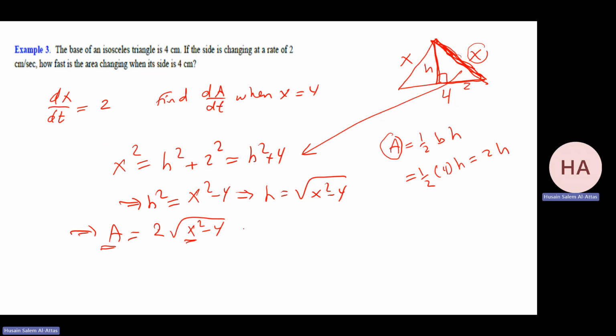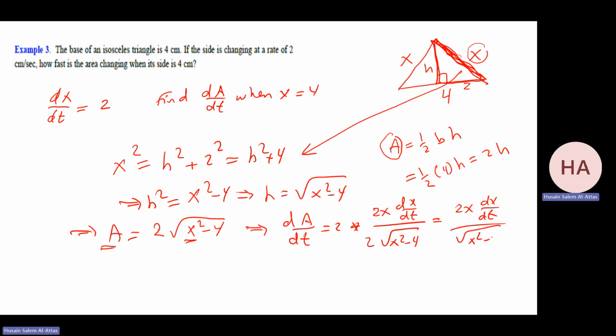So now differentiate and plug in the numbers, and that's it. dA by dt will be 2 times the derivative of the square root of x squared minus 4, which is 2x over 2 times the square root. So don't forget the derivative of x, which is dx by dt. So that gives me 2x dx by dt over this square root. So plug in the numbers now. I want dA by dt.